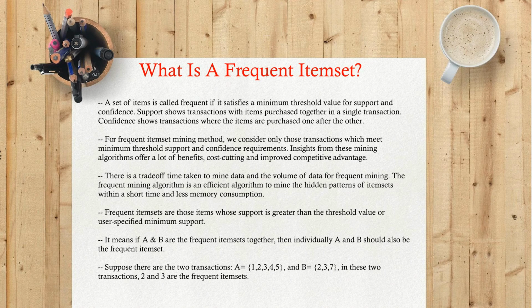Suppose there are 2 transactions, A equals {1, 2, 3, 4, 5}, and B equals {2, 3, 7}. In these 2 transactions, 2 and 3 are the frequent item sets.